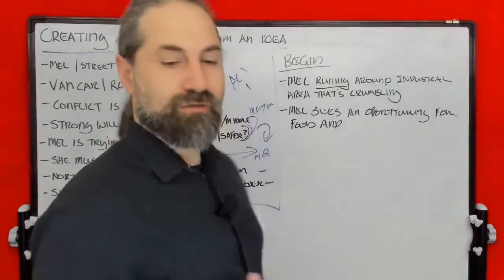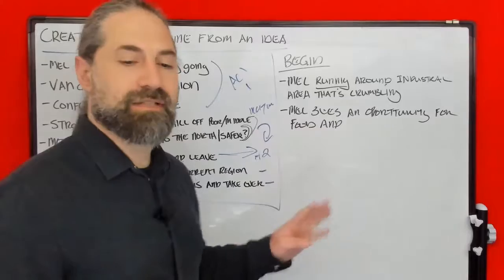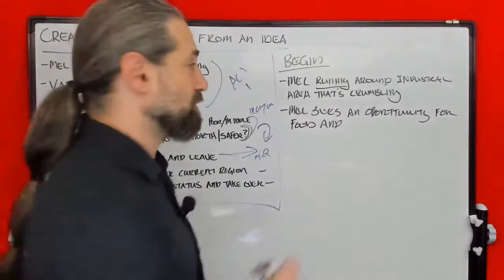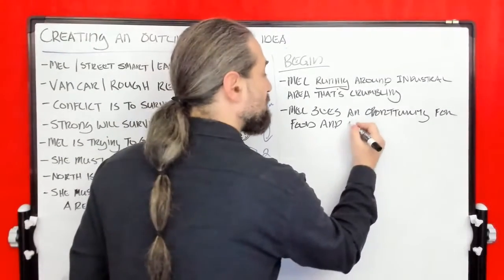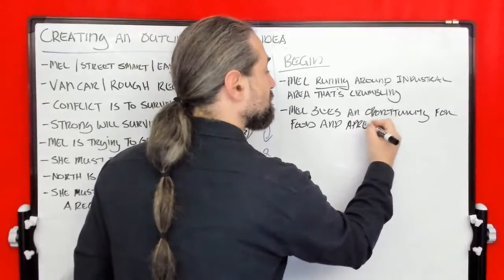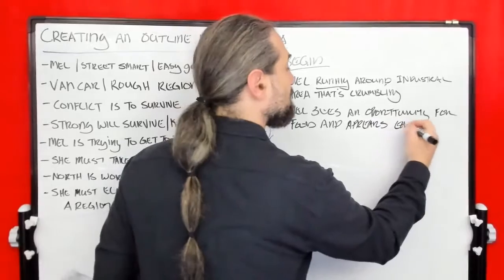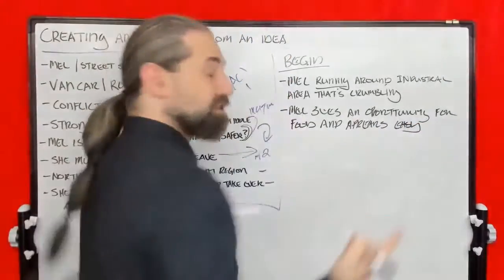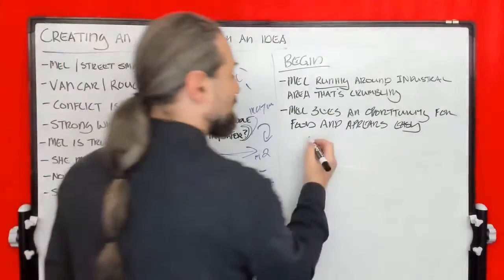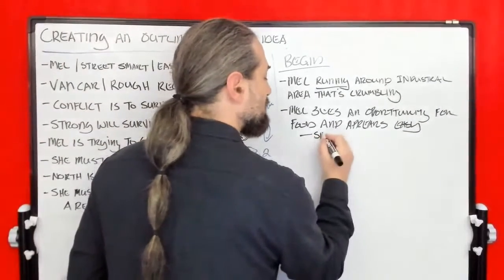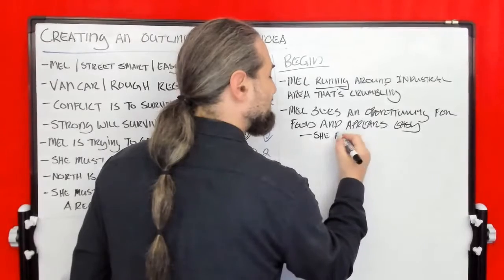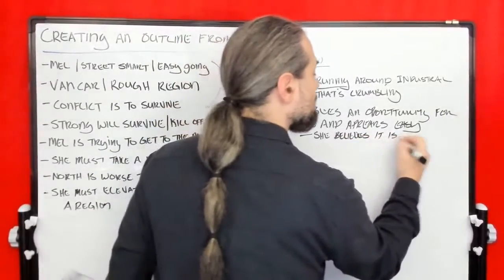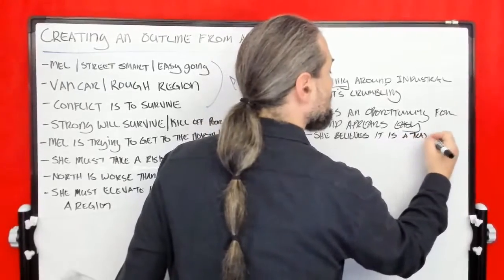All right, she sees an opportunity for food, and what's happening is she's going to jump at it because it looks like an easy food opportunity. So: opportunity for food and appears easy. However, because she's street smart, this is her first chance where in this situation she believes it is a trap, right?